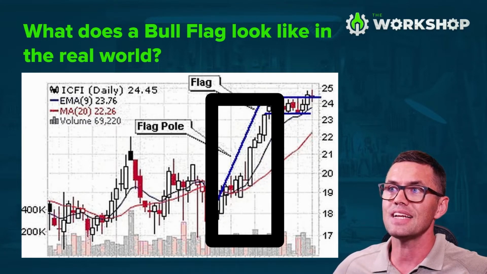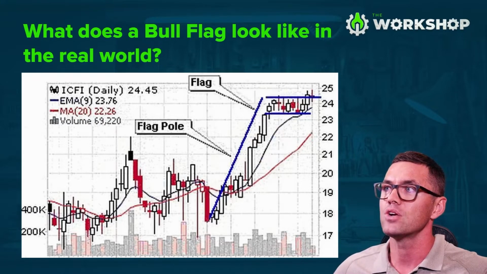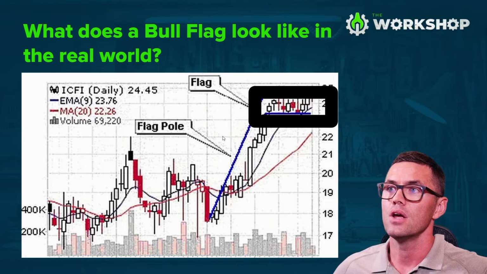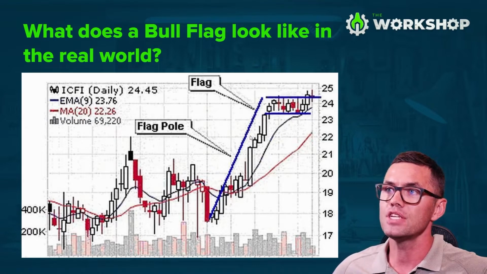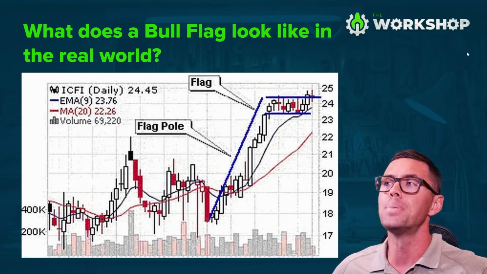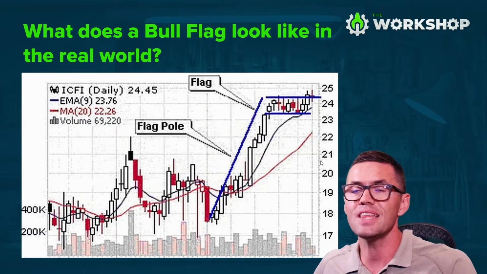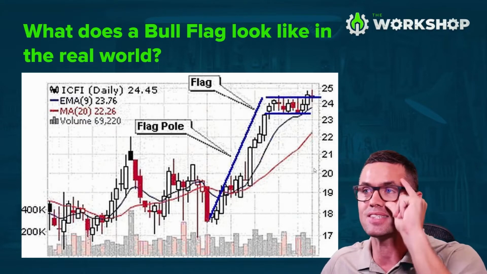Running fast, running hard. And this is the rest. So the sprint and the rest, these two things, form a bullish flag. A bullish flag. All right, here's the pole. Here's the flag. We can see this now. Now your eyes are trained to see this in a chart.